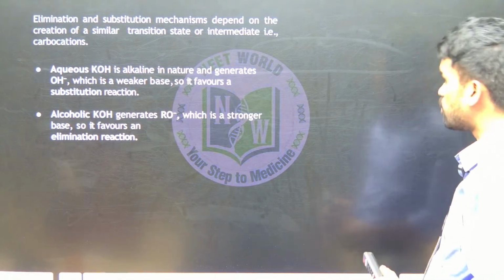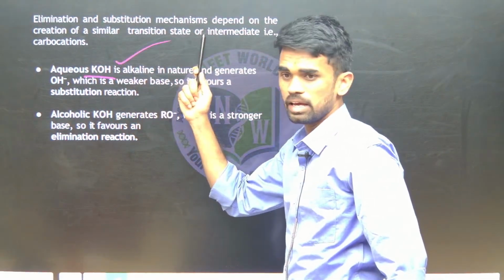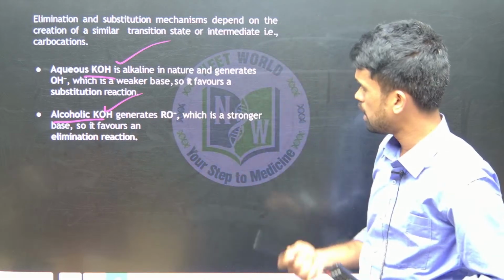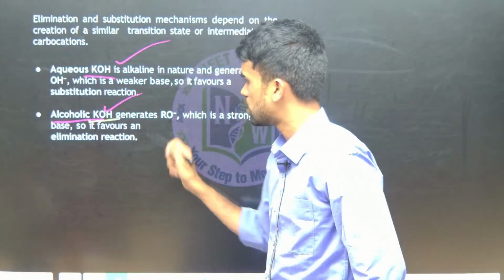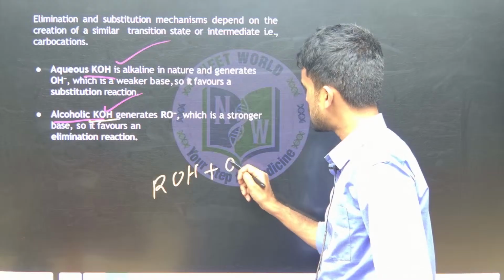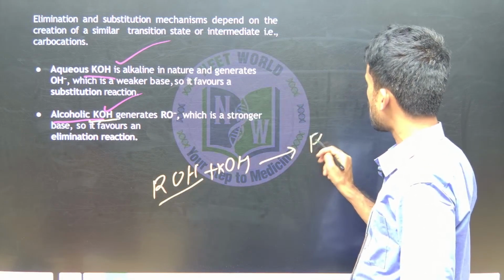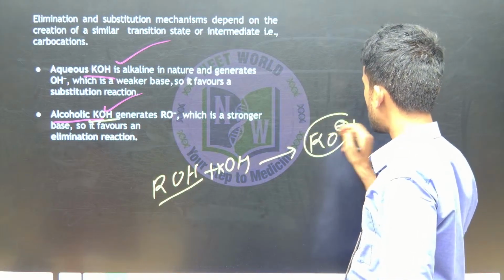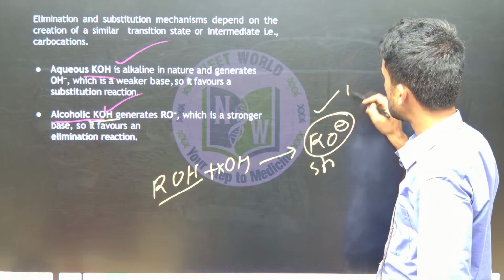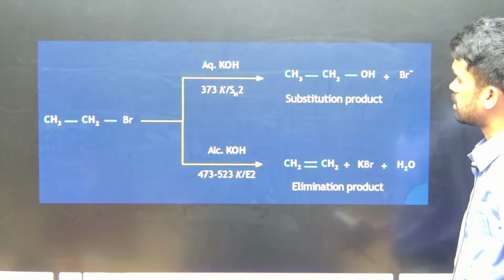See, the solvent effect, what I told you: aqueous KOH favors substitution, whereas alcoholic KOH favors elimination. Why? Because in alcoholic KOH, ROH is there. Now here I am adding KOH, so KOH reacts with this alcohol and generates an alkoxide ion. This alkoxide ion is a stronger base. That's why it favors elimination. Okay, that's it.